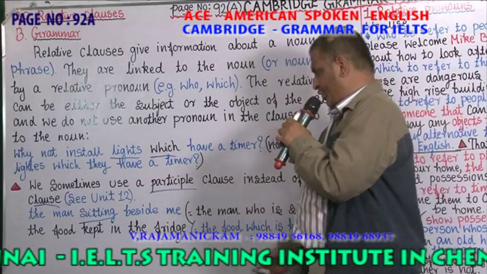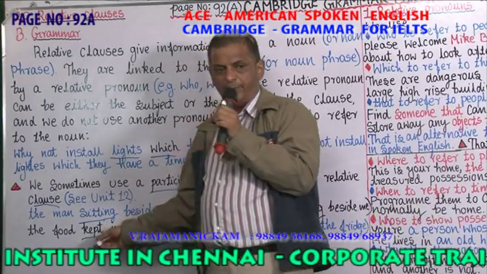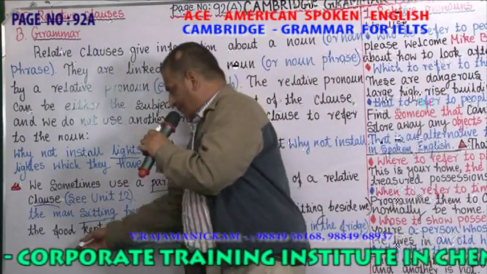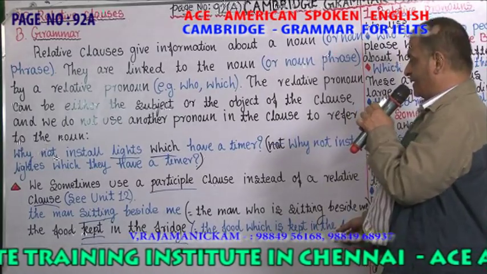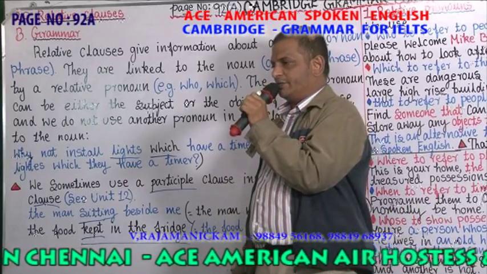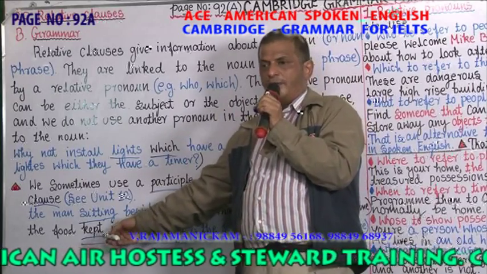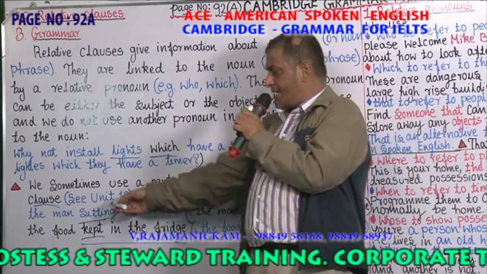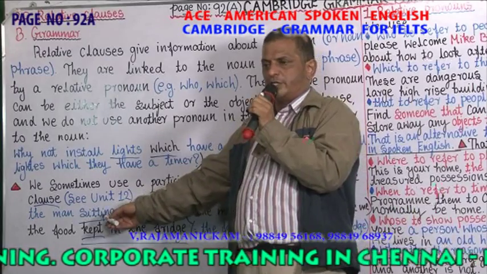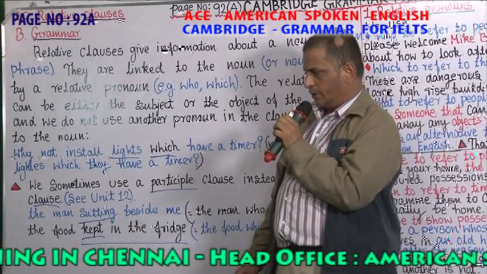The food kept in the fridge. Kept is the past participle. Sitting is a present participle. In the fridge stands for what? The food, right? Kept in the fridge stands for food. So this past participle clause stands for the noun food. The man sitting beside me. Who is sitting beside me? The man, right? So present participle and past participle are used instead of who and which.